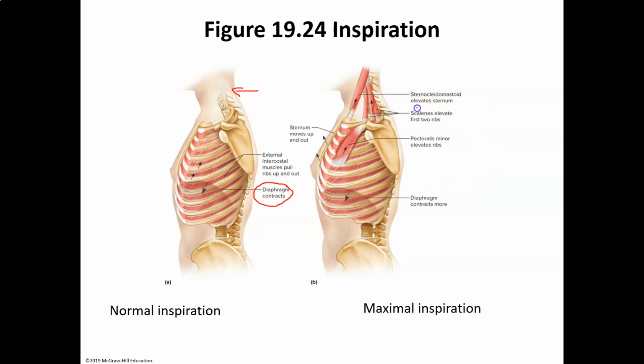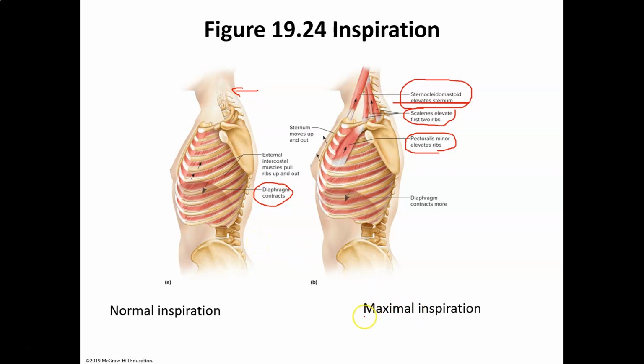These are called accessory respiratory muscles: sternocleidomastoid, the scalenes. When people are under a lot of pressure or feeling very anxious or nervous, you'll see their neck muscles tense. Those muscles are accessory respiratory muscles. Pectoralis minor is also another accessory respiratory muscle. Diaphragm is the primary one. External intercostals are also primary for inspiration.